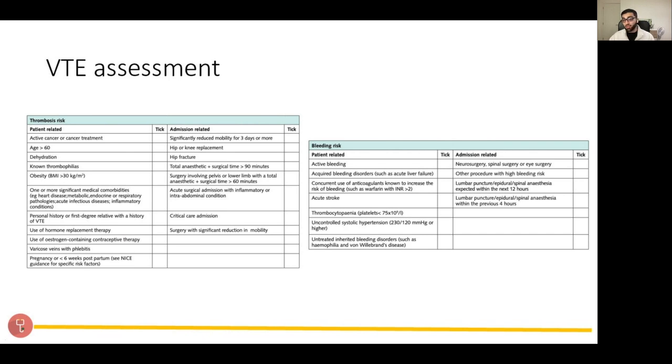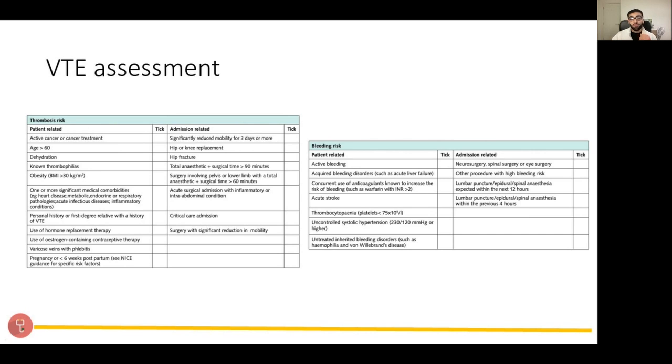Another key assessment that you need to do is a VTE assessment. So this is a rough proforma from a random hospital in the UK, just to give you an idea of the kind of factors that you need to be thinking about. A lot of hospital systems actually have this built into the electronic health records. But at the finals level, you just need to think about the risk factors for thrombosis and bleeding risk, and know that a VTE assessment is a balance between the two.